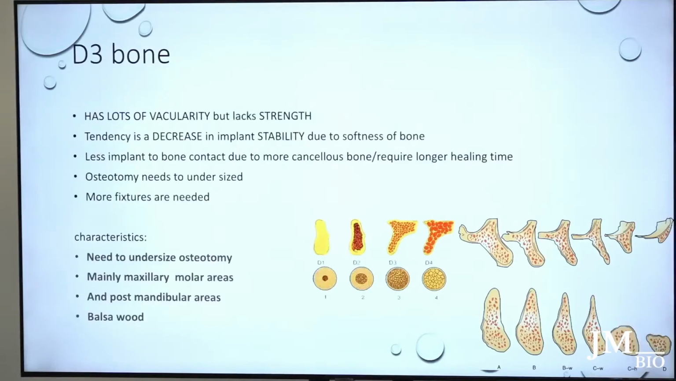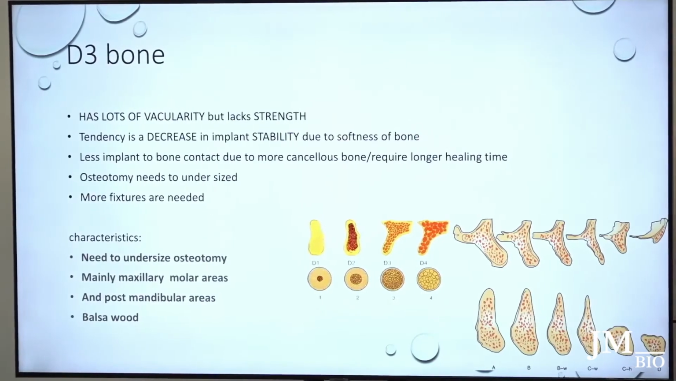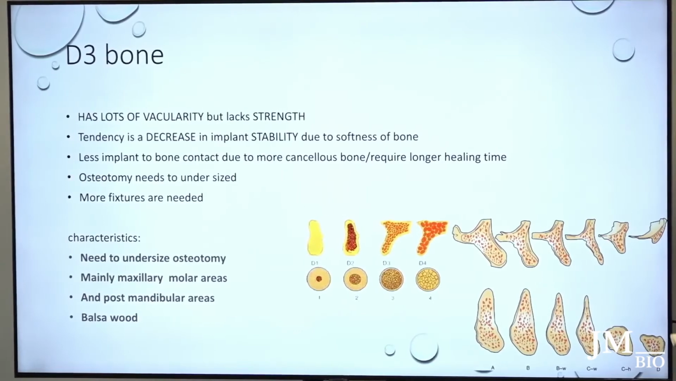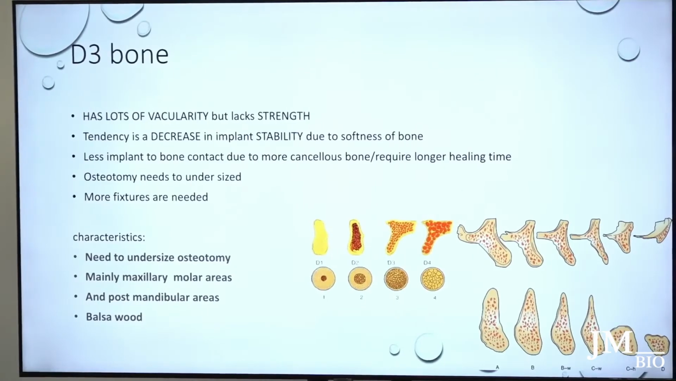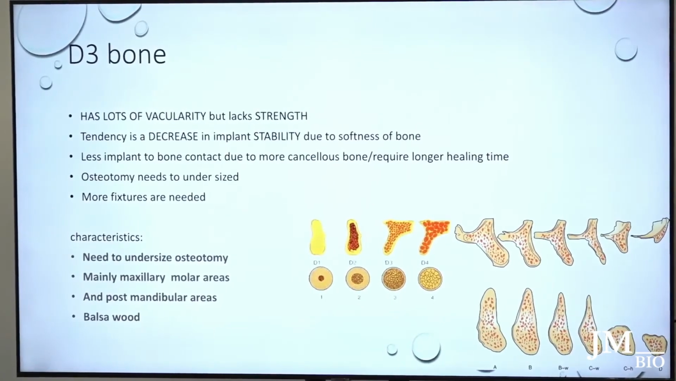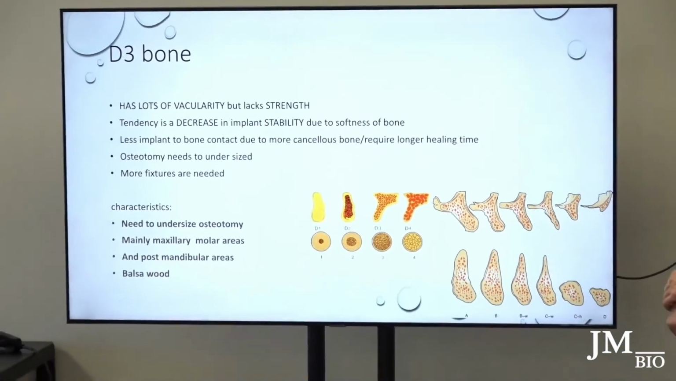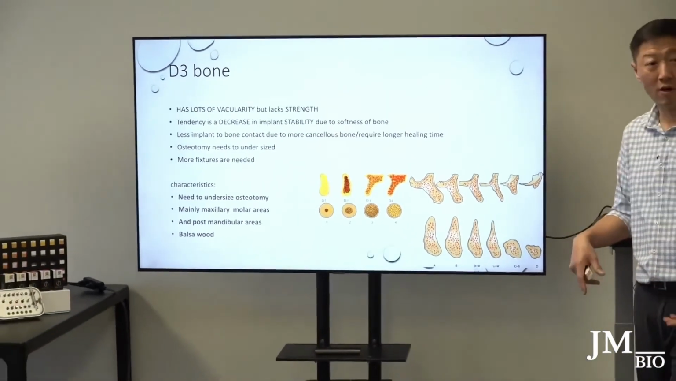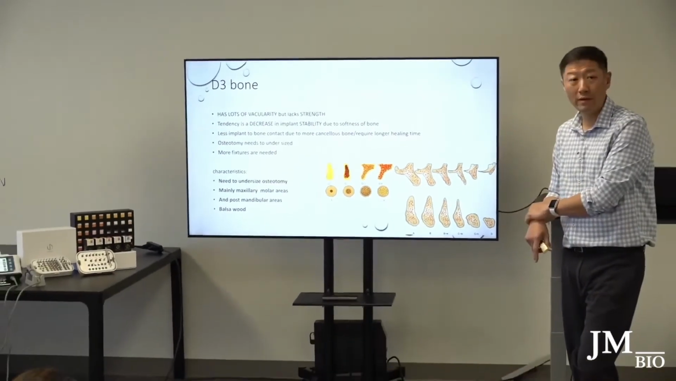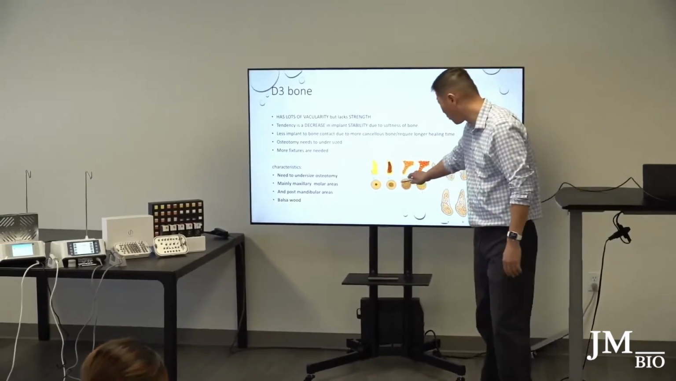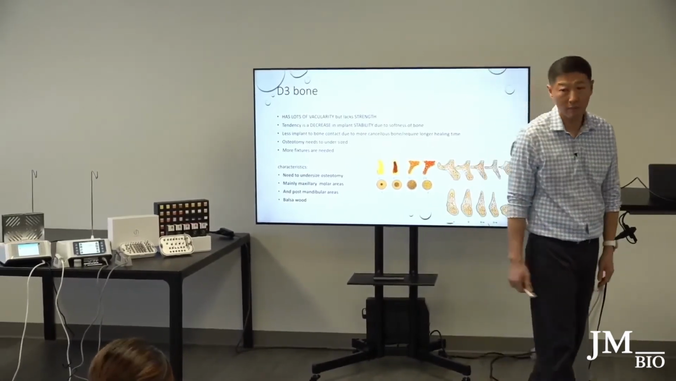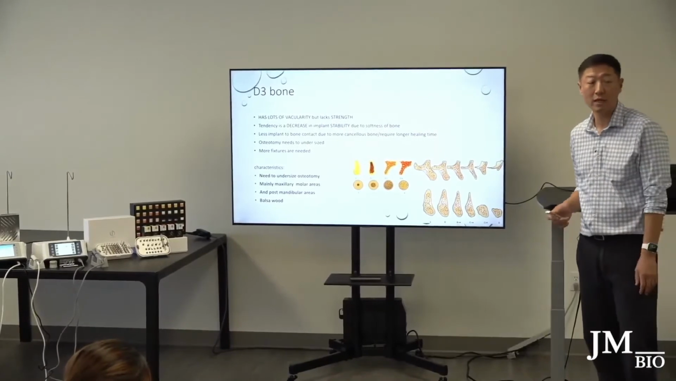So D3 bone has a lot more vascularity, but unfortunately, the cortical plate is thinner, number one, so it's not as strong. But it's not bad. A lot of the posterior maxilla, and sometimes even the posterior mandible, has D3 bone. You'd be surprised how many patients have it in the posterior mandible. You think the mandibular jaw is hard, right? But they have D3 bone or even D4 bone in the posterior mandible, because all they have is a very dense cortical plate, and the rest after that is empty space. The trabecular pattern is hardly present there.